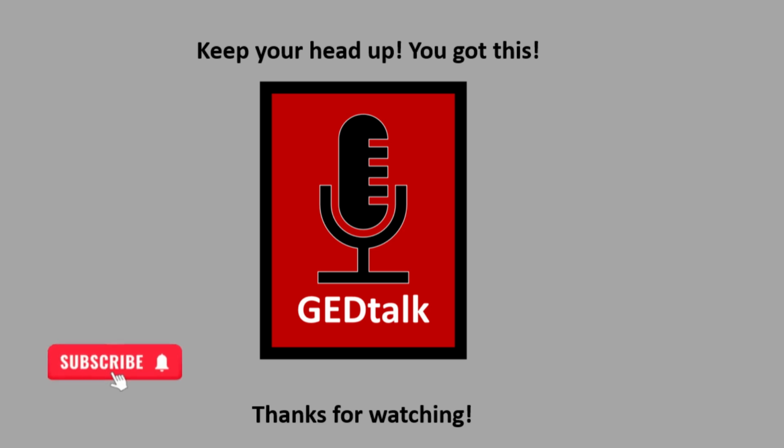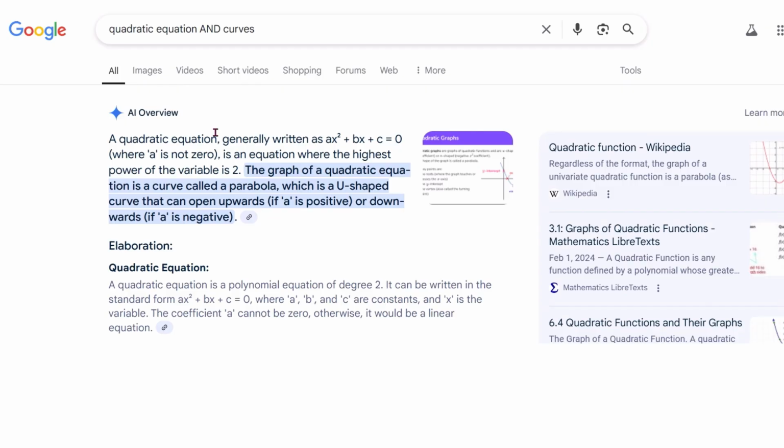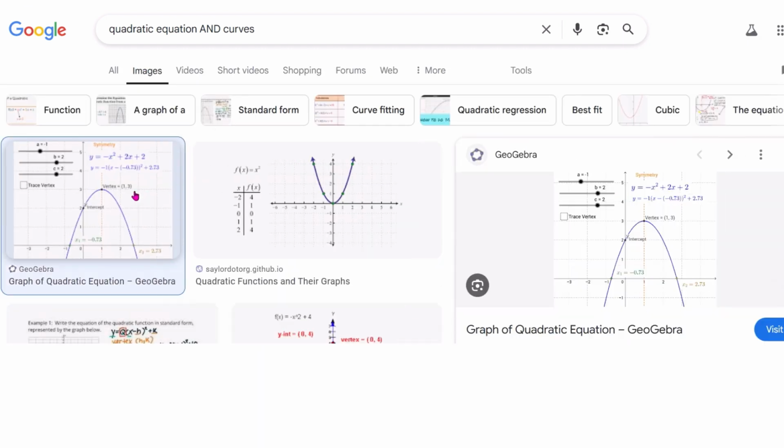Welcome back, GED scholars and math warriors, to Algebra 104, Part 4, the case of the curved clues. And if you're thinking, I have no idea what we're talking about when we talk about curved clues, well, folks, this lesson is all about the quadratic equation.